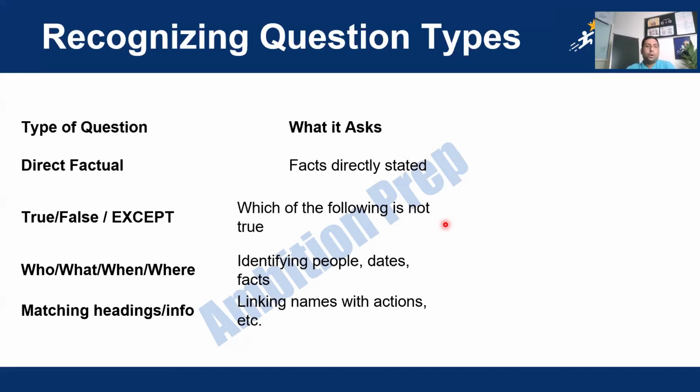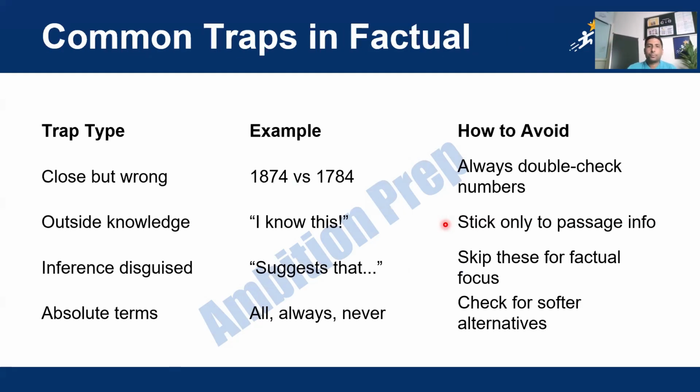Next is what you are looking for, such as who, what, when, where. In this type of question, you are identifying people, dates, and facts. Next is matching headings or information, such as linking names with actions. You are trying to connect actions with the names. It means matching the heading part.